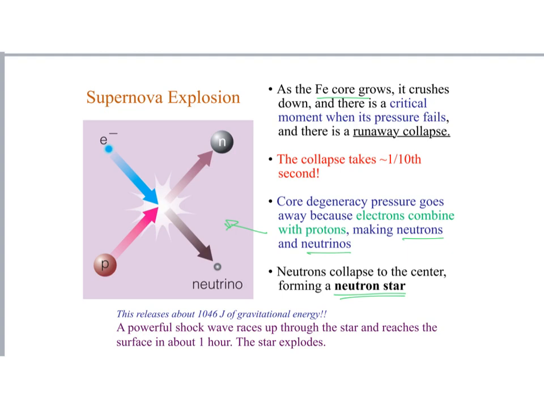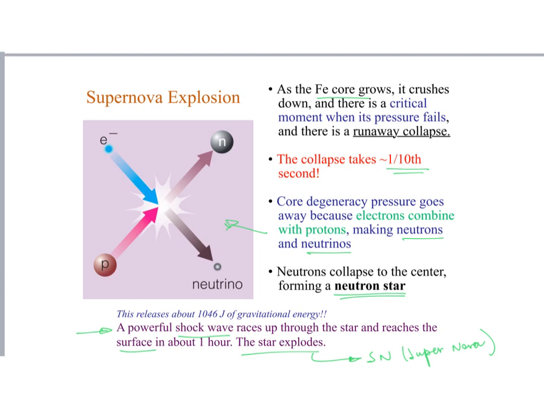Okay, so while this gravitational collapse happens, there will be a very powerful shock wave that races up through the star and reaches the surface in about an hour, extremely fast, because all that collapse takes 1/10 of a second. And because of that shock wave, the star explodes. And that explosion is called a supernova. Nova means new in Latin, so it looks like a new star was born. So that's where the name comes from.